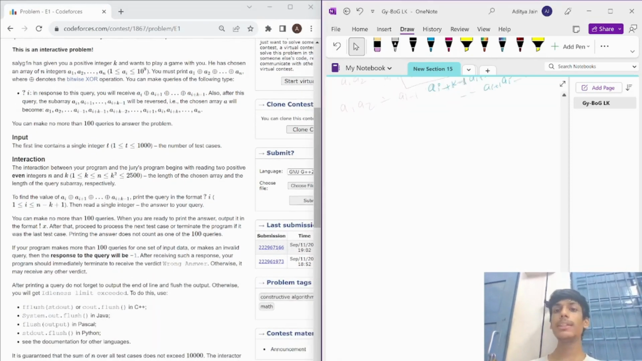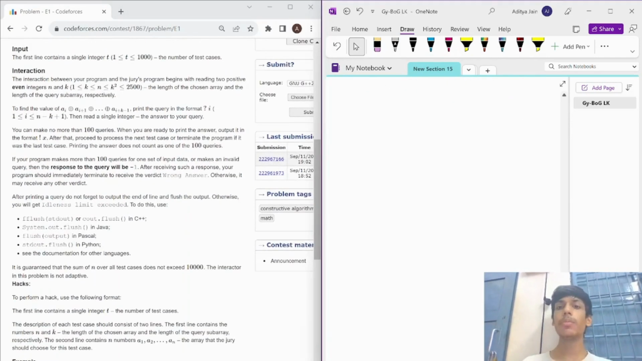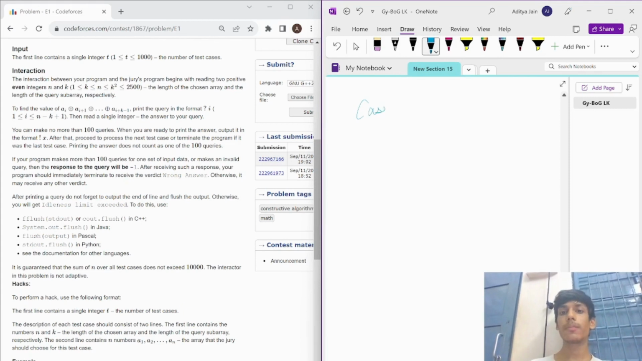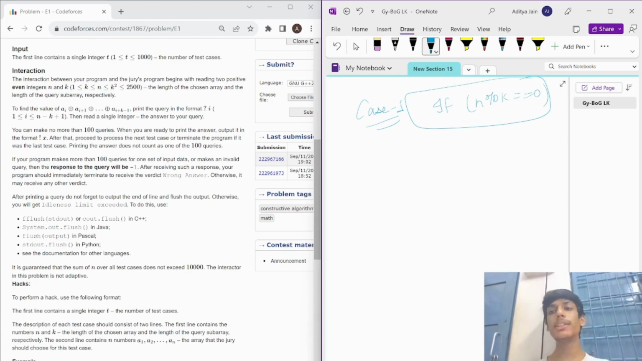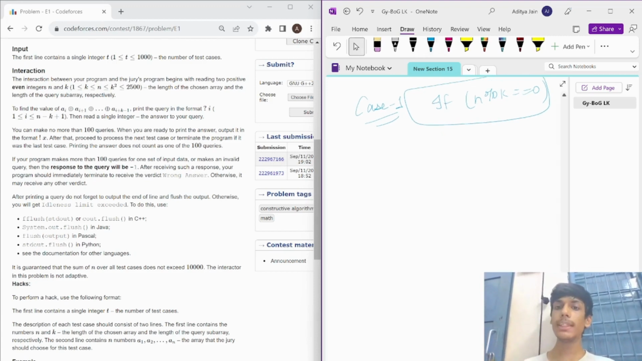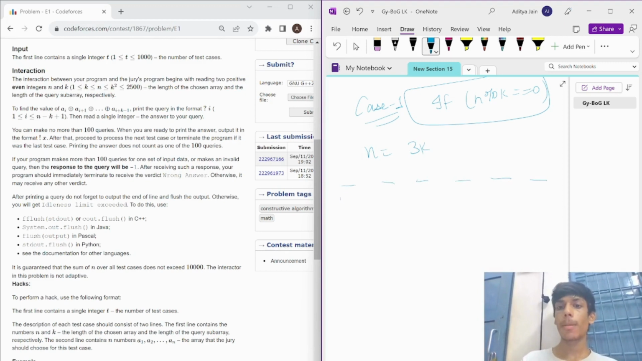Now let us make two cases for this problem. Case 1, if n is a multiple of k, that means k divides n, so n modulo k is equal to 0. In this case, suppose n is equal to, for example, 3k. So these were k elements, these were k elements, and these were k elements. N is equal to 3k.